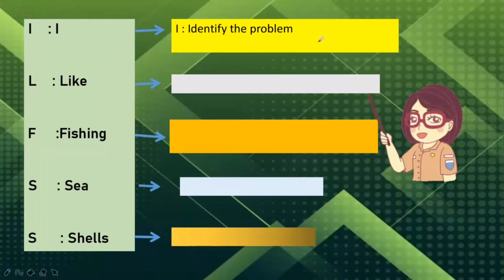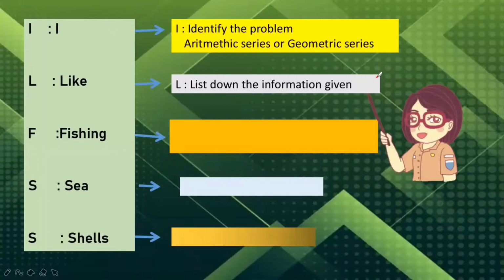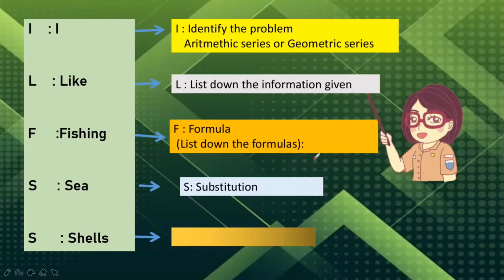First is I. Identify the problem. We have to identify either it is an arithmetic series or geometric series. Next, L. List down the information given from the question. Next, F. Formula. We have to list down all the formulas related to our question. Next, S. Substitution. We have to substitute all the information into our formulas. And lastly is S. Solve the solution.